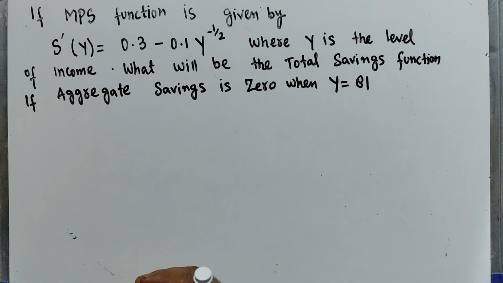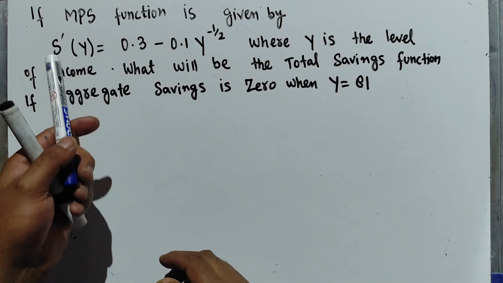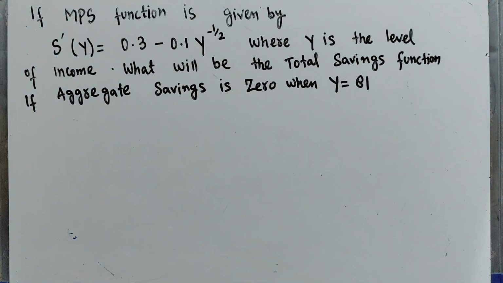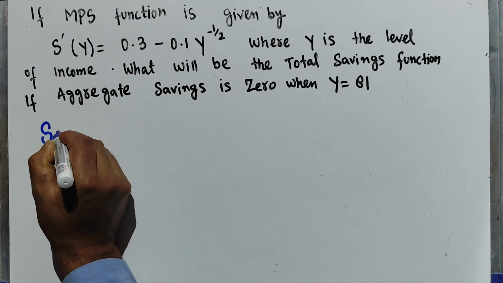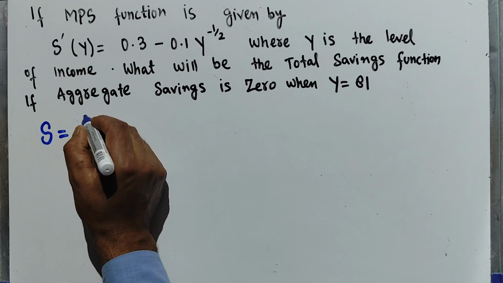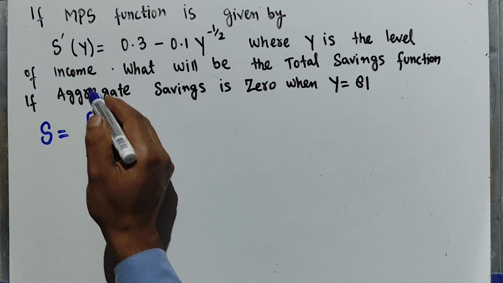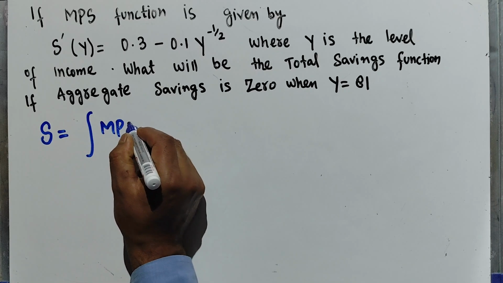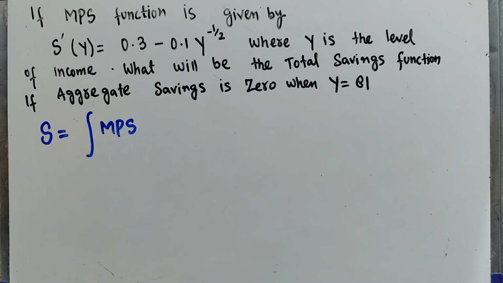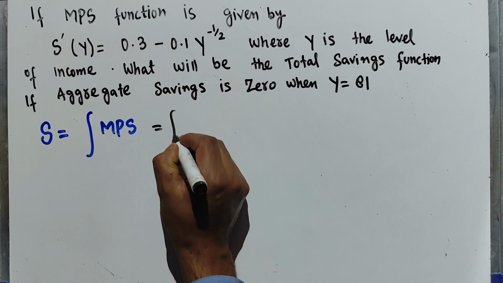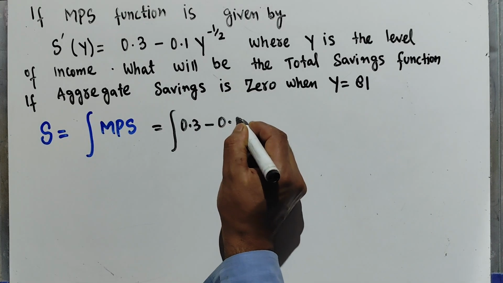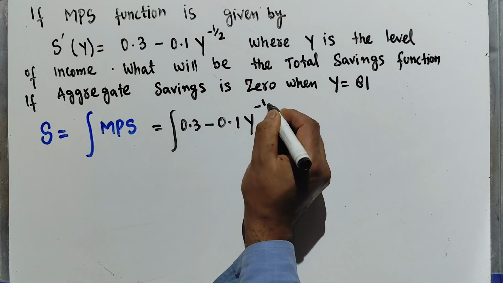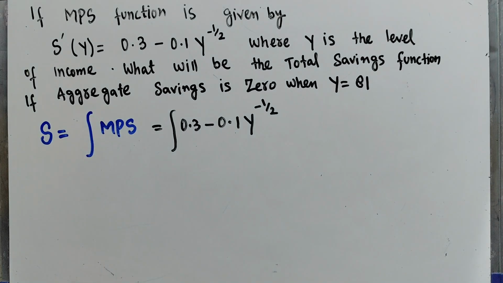Now, how do we solve this kind of question? From this we need to find out the savings function. And how do we find it? Very simple. We know that our total savings will be the integral of the marginal propensity to save function, which is given to us here: 0.3 minus 0.1 y raised to the power minus 1/2. So we need to integrate this MPS function to find the total savings function.